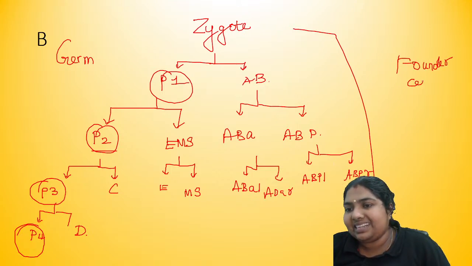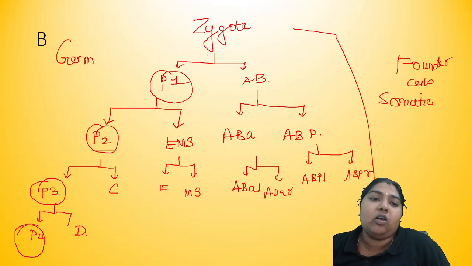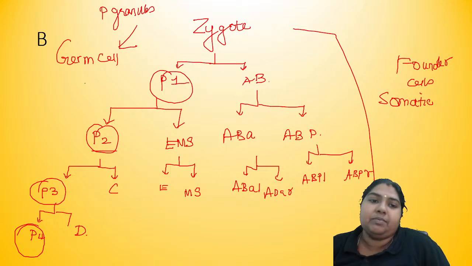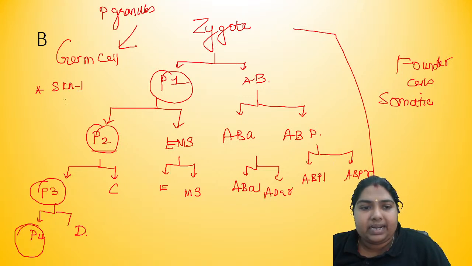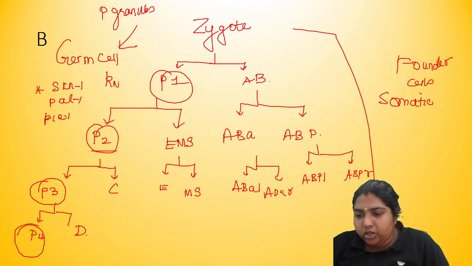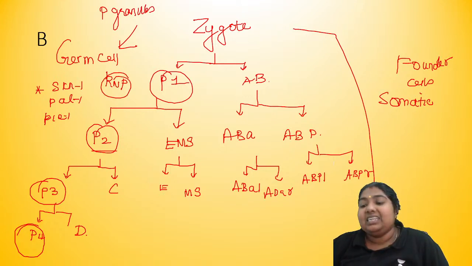So what are the founder cells? They are the somatic cells. So now one cell is going to contain the P granules. Where this P granules will be present, the name itself suggests, P granules, it is with the germ cell. So it is only going to contain the factors like SKN-1, POP-1 and PIE-1. Okay, SKN-1, POP-1 and PIE-1, they are the RNP, ribonucleoprotein. So these are all going to contain this ribonucleoprotein.